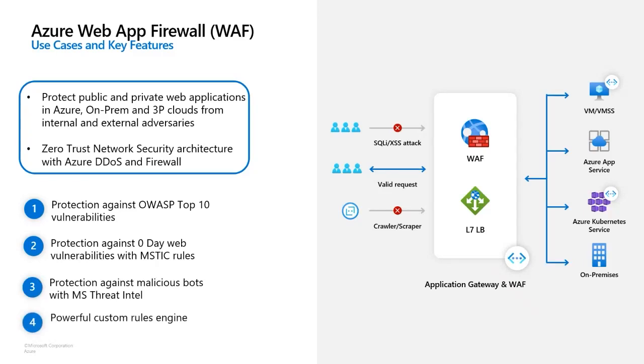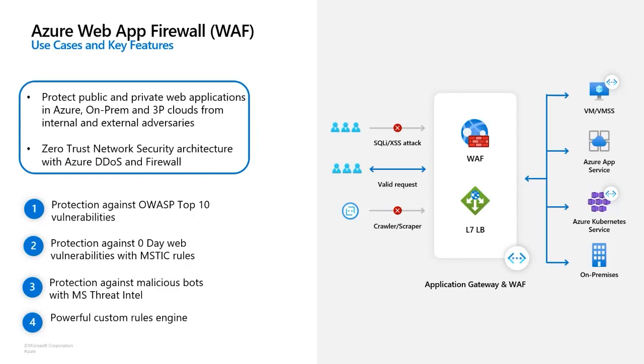So the Azure WAF is a layer 7 firewall that provides centralized protection of your web applications, both internal and external facing, from common vulnerabilities. These applications can be in Azure, on premises, or even with another cloud provider, as long as we have some way to communicate with that backend endpoint. When enabled with services such as Azure DDoS protection and Azure Firewall, the Azure WAF can be used to implement a zero trust network security architecture in the Azure cloud.